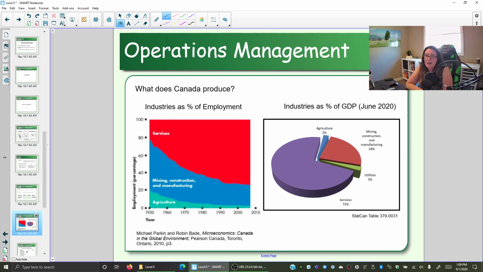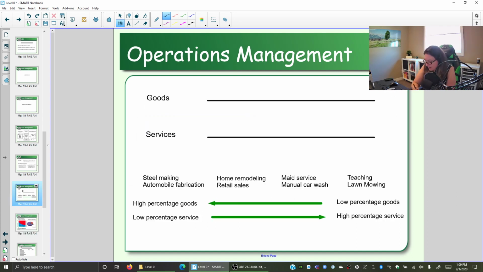If we look at GDP, gross domestic product, that is the value of what we make, we also find that the total value of what we make is also in services. So 72% of the total value, the GDP, total value of all the goods and services in Canada, 72% is services, whereas 2% is agriculture and 24% mining, construction, and manufacturing. So we predominantly do services. And really, when we look at our businesses, we're on this end of a high percentage service, low percentage goods when you think about the companies that we have.